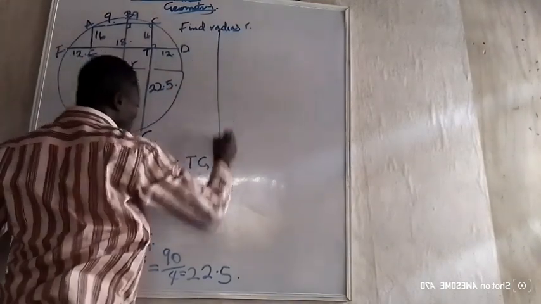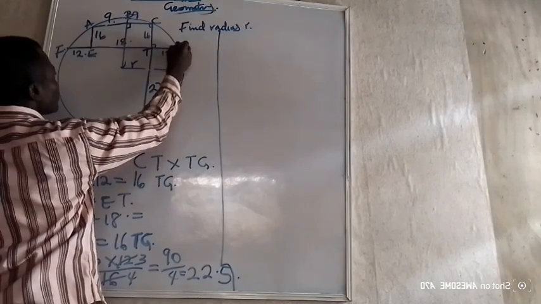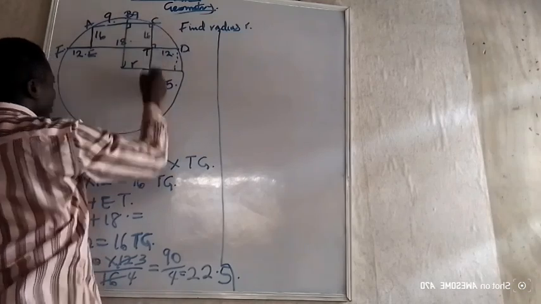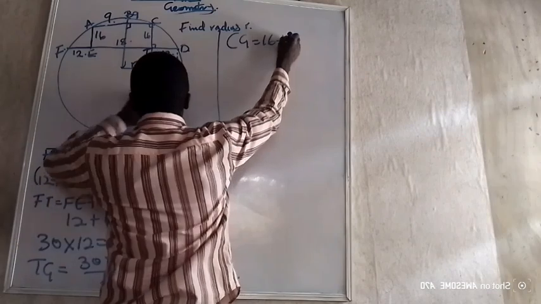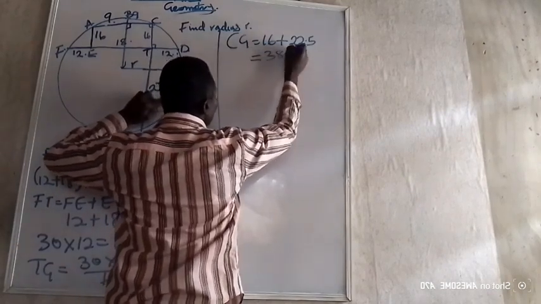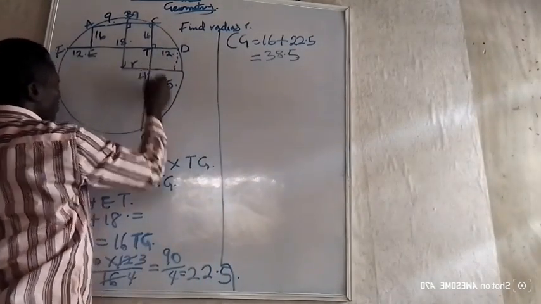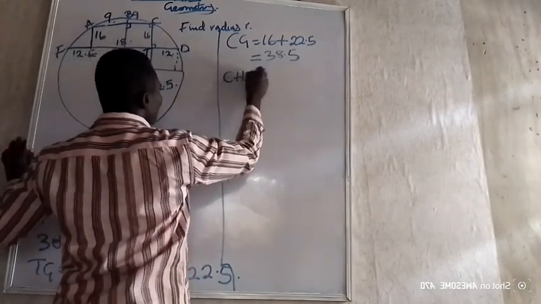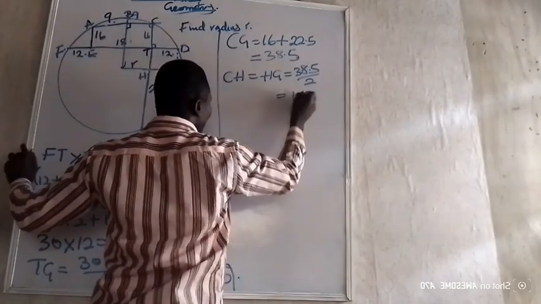Let's look at the first way we can look at it. How do we calculate this distance? We know that the total length of this place, that is CG, will be equal to 16 plus 22.5, and that is 38.5. Here, let's make this place H. CH is equal to HG, which is 38.5 divided by 2. That is 19.25.